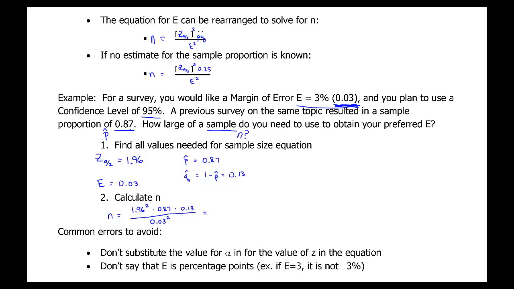And again, I encourage you to do this in parts in your calculator. So let's just do the top part. You get 0.4345. 0.03 squared is 0.0009. And then when you divide that, we get 482.76. But remember, this is sample size. We need whole numbers. You always round up, no matter what the decimal place is. So that is a sample size equation.